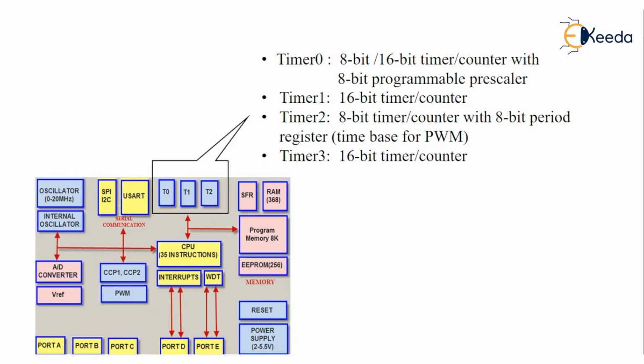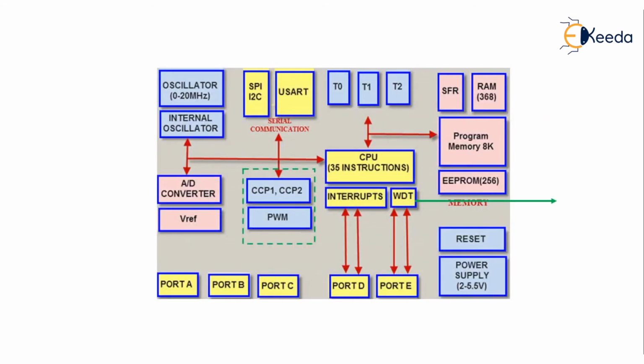Timer 0 comes with 8-bit or 16-bit timer or counter with 8-bit programmable prescaler. What is meant by prescaler, we'll discuss in our next lecture. Timer 1 is 16-bit timer or counter. Timer 2 is 8-bit timer or counter with 8-bit period register, time base for PWM. Then timer 3 is also a 16-bit timer or counter.